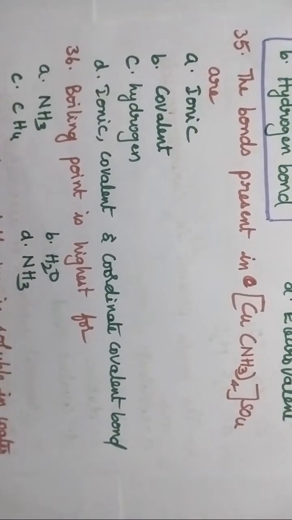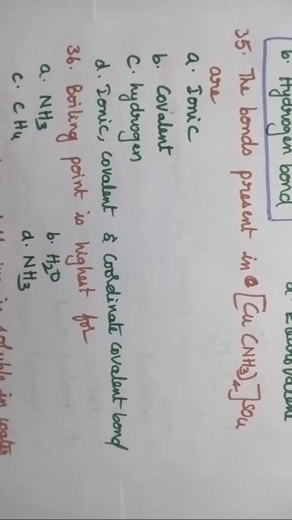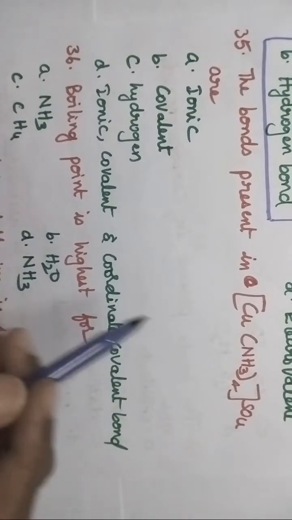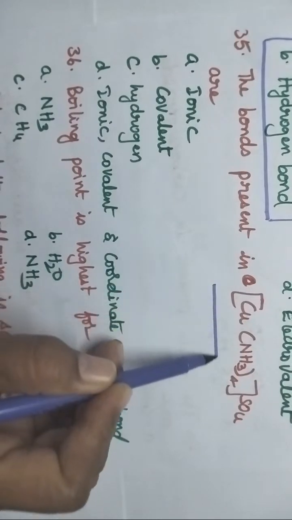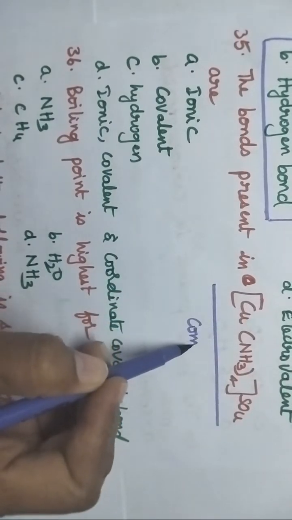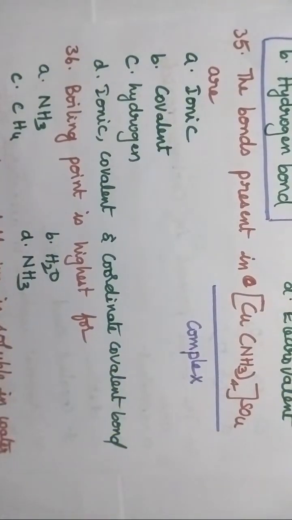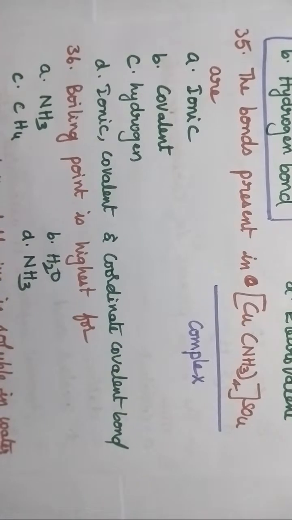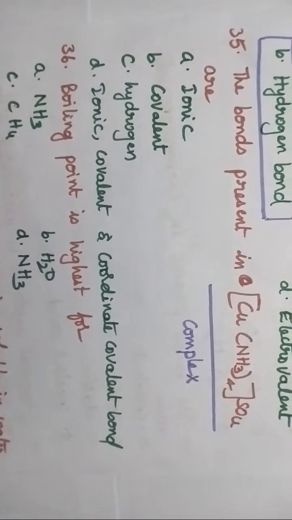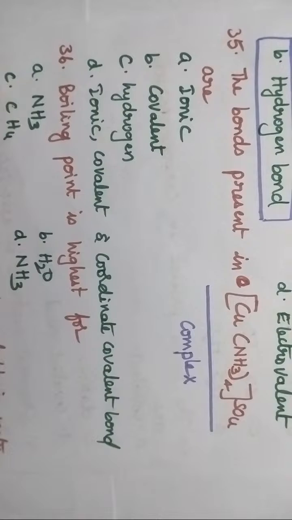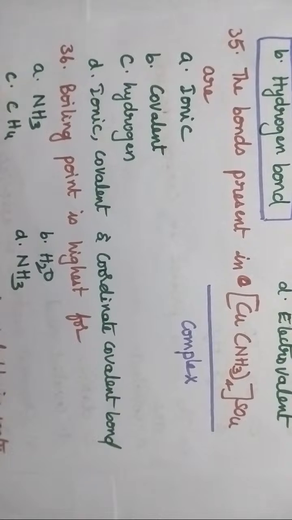Next, the bonds present in tetraammonium copper sulfate. This compound, it is a complex. It contains what type of bonds? Swati, very good. Bhanu, very good. Sai channel, you just think over.